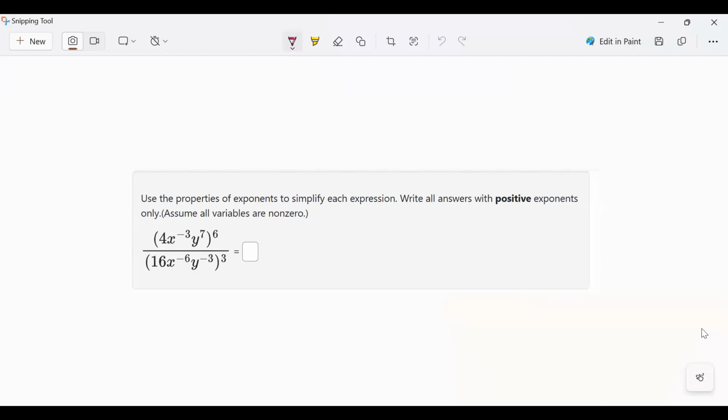4 to the 6. And so we get 4 to the 6 first, times x, 3 times 6 will be x to the 18. And y, 7 times 6 will be 42. That's going to be on the top. And 16 to the third.